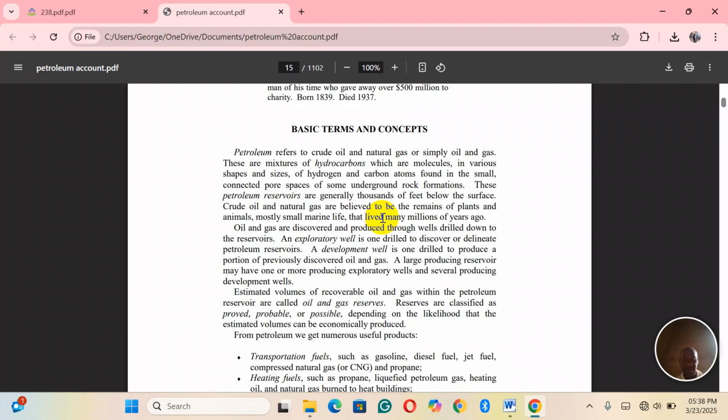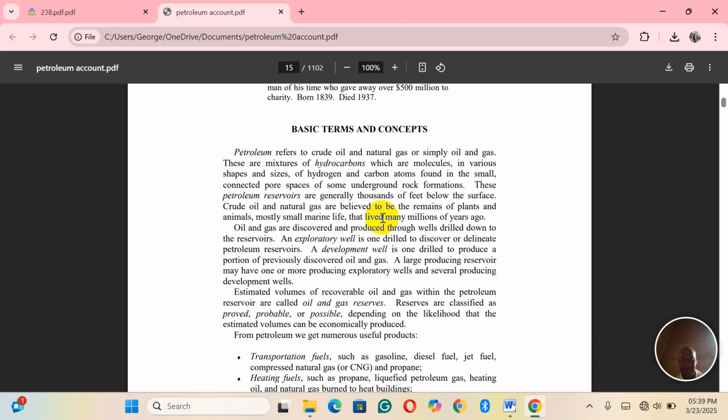These petroleum reservoirs are generally thousands of feet below the surface. Crude oil and natural gas are also believed to be the remnants of plants and animals, but mostly small marine life that lived many millions of years ago.